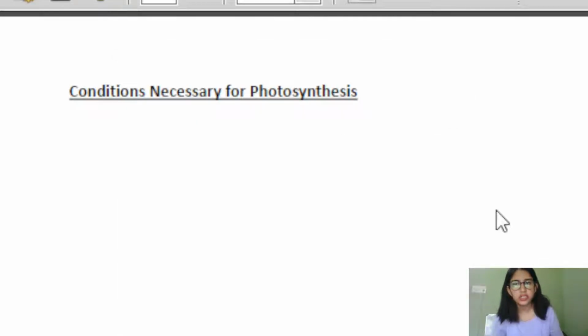Now, what do you think are the conditions necessary for photosynthesis? We have discussed various experiments in the previous class describing how sunlight is necessary for the process of photosynthesis. We did the iodine test, which showed that if a certain portion of the plant leaf does not receive sunlight, it will not have the sugars, or we can say the starch, because it showed a negative result in the iodine test.